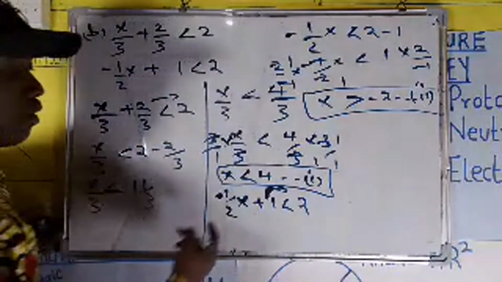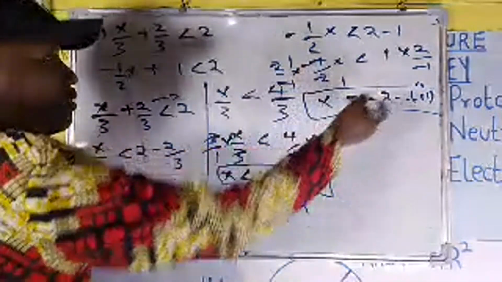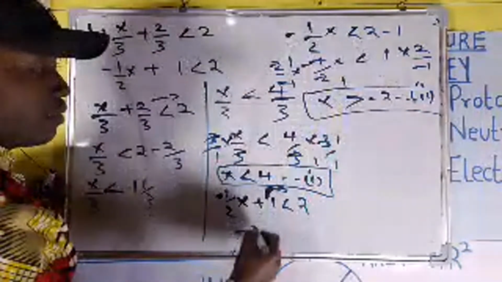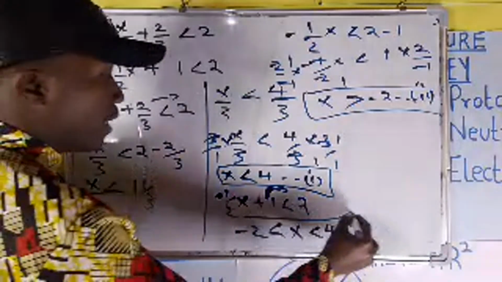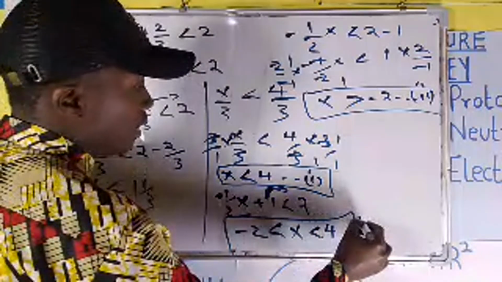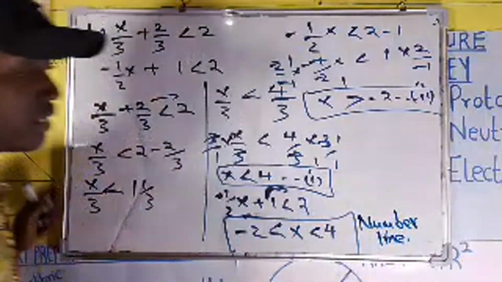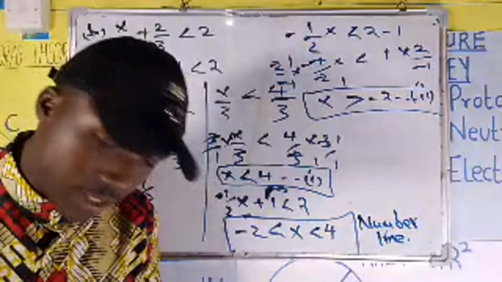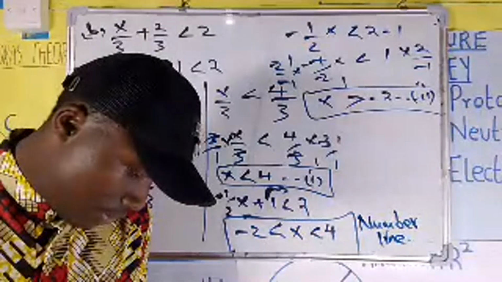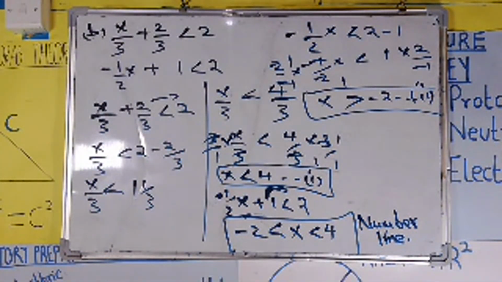So once we have that, now we can combine the two inequalities. When we jot them together, we'll start with this one, the smallest. Itakuwa negative 2. Tunaweza igeuza is less than x, while x is less than 4. And by having this, you can represent this on a number line. I've already taught you how to represent it on a number line. I believe you stand a chance to represent it on a number line. So I hope you've understood that. Have you understood? If you have understood, comment and say yes, I have understood.